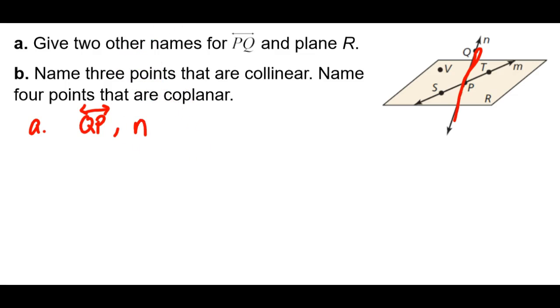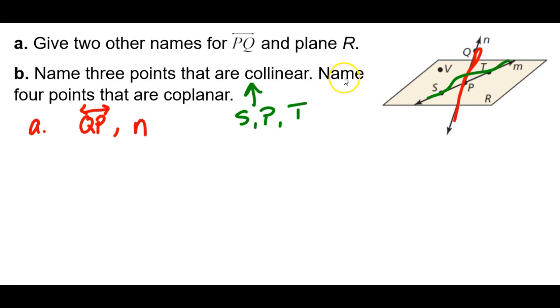So part B, name 3 points that are collinear. So let's find a line that has 3 points. So I'm going to look at this part right here. And that's not a very straight line. It's hard to draw on this. So I see that S, P, and T are all on the same line. And I know that for sure because they've actually have the line drawn through them. So I can say for this part that points S, P, and T are collinear.